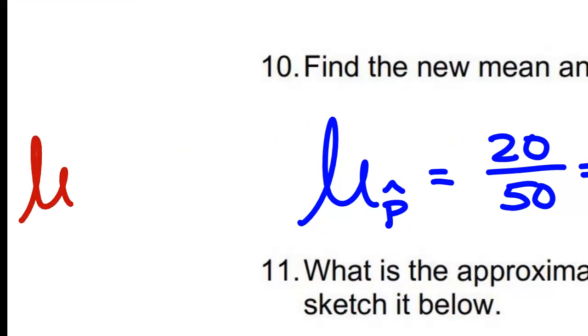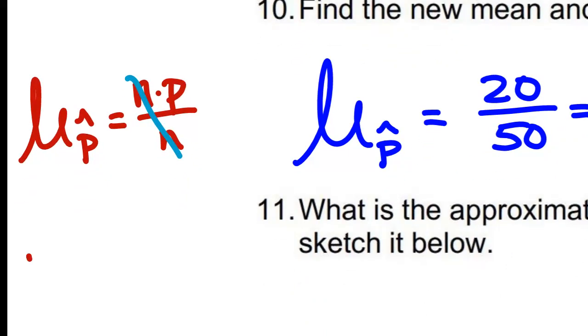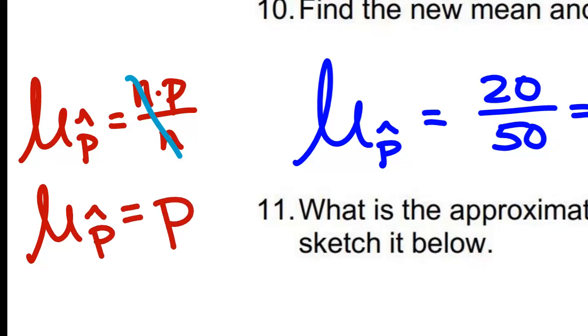When I do the mean for p hat, we do n times p, but then we're dividing it by n. So my n's cancel out. That means that the mean for p hat is just whatever p is.